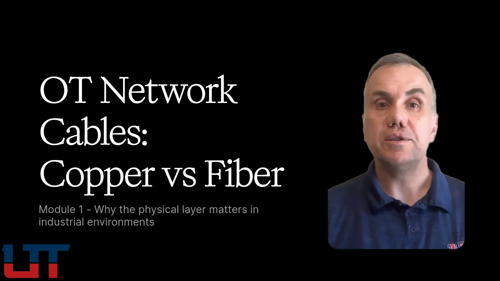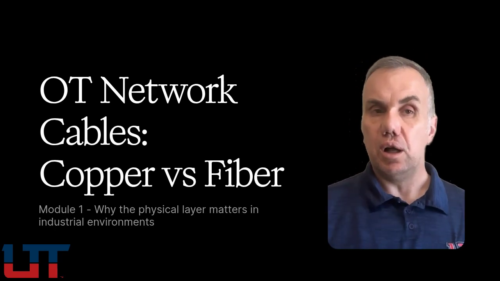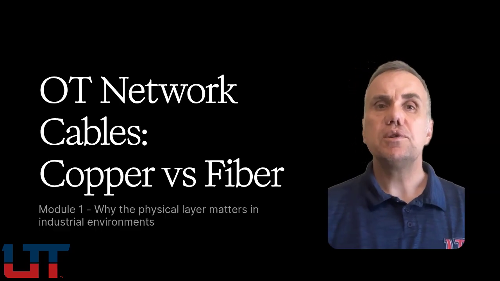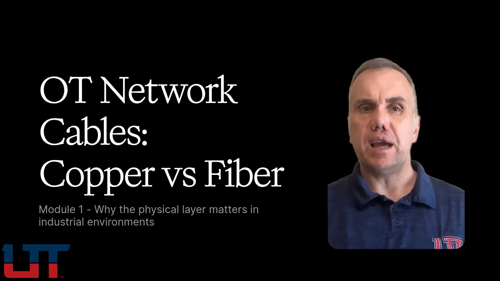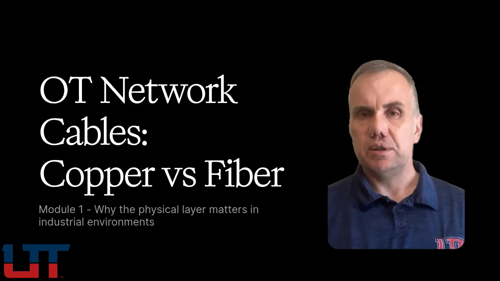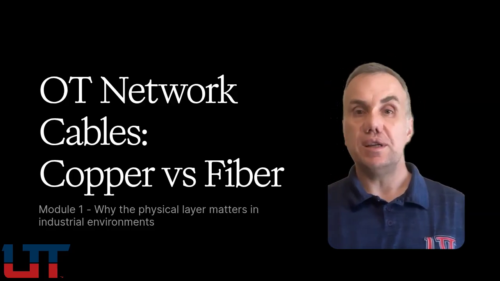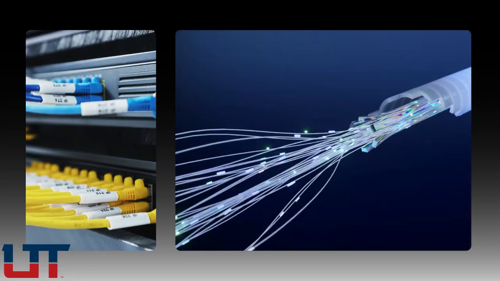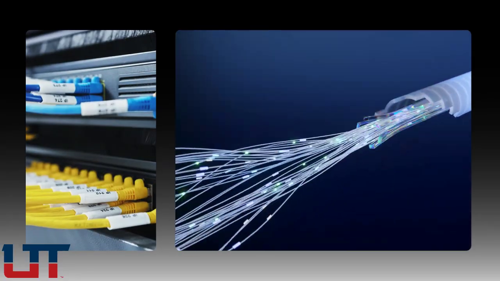Before we delve into the logical side of networking, IP addresses, protocols, firewalls, it's worth spending a few minutes on the physical layer. Networks don't exist in the abstract. They run on cables. And in industrial environments, the choice of cable matters more than it does in a typical office. This video covers the two main types of network media you'll encounter: copper Ethernet and fiber optic.